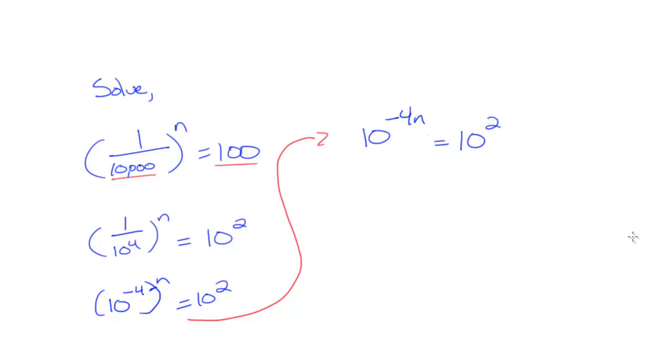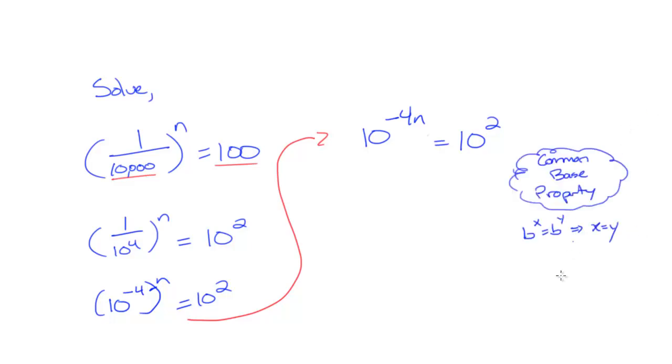Now I'm going to apply the like base or common base property, which is as follows. The common base property says that if I have two exponential expressions set equal to each other that have the same base, then I can set the exponents equal to each other. It's an equivalent statement. In our example here, since we have the common base of 10, I'm going to set these two exponents equal to each other. That gives me negative 4n equals 2.